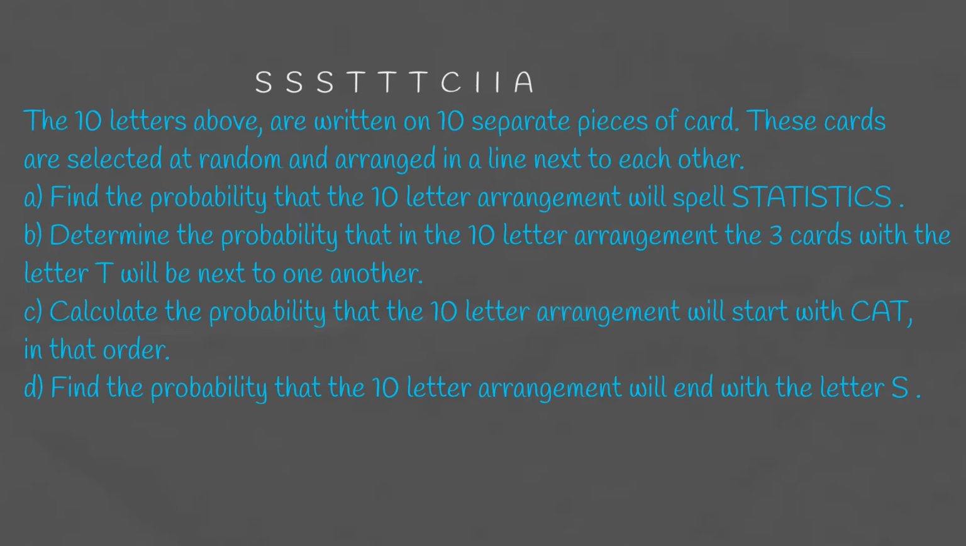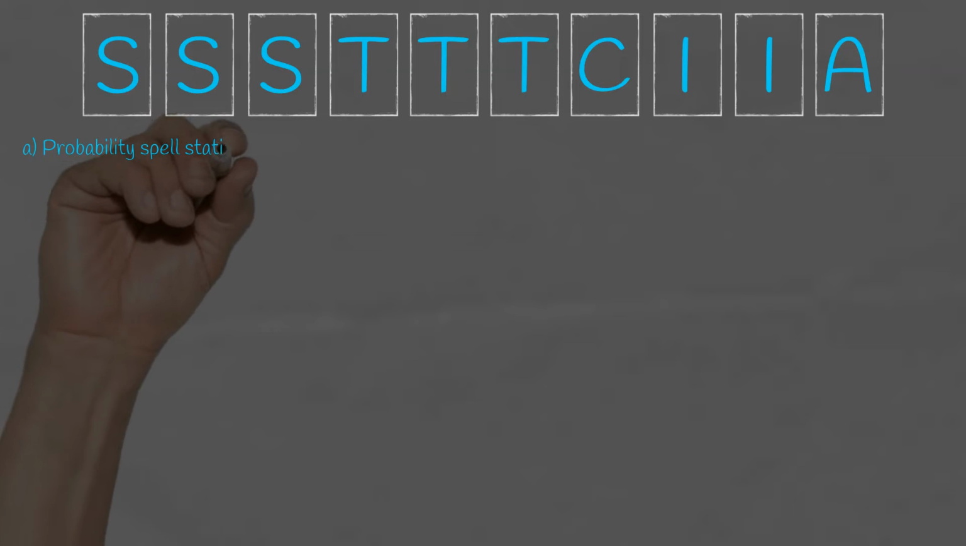If you want to read the next question in full, please pause the video now. I'm going to summarise the information we need as we need it. So we have the letters above written on separate pieces of card, and we are asked to find out the probability that if we pick these cards randomly and lay them out, it will spell statistics.